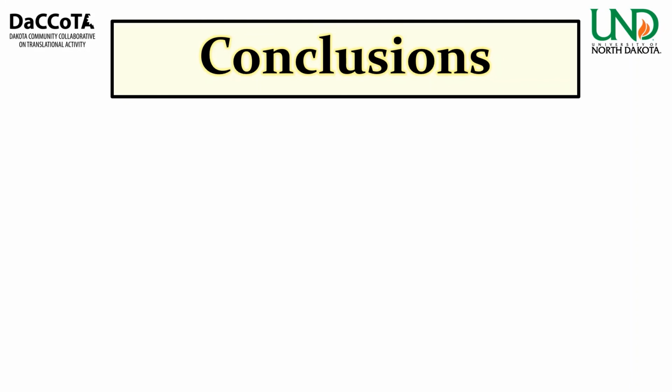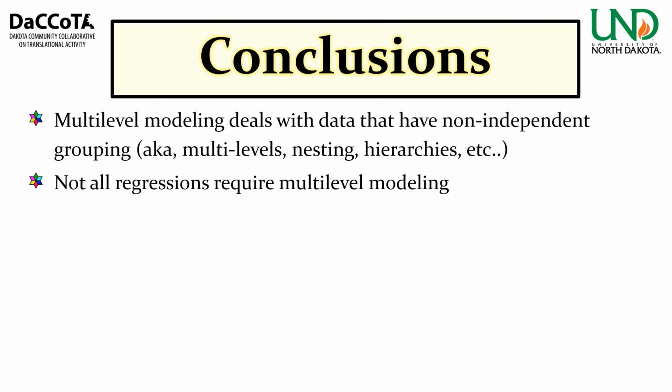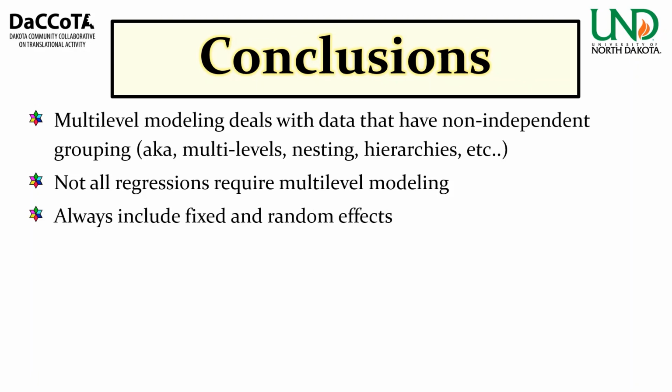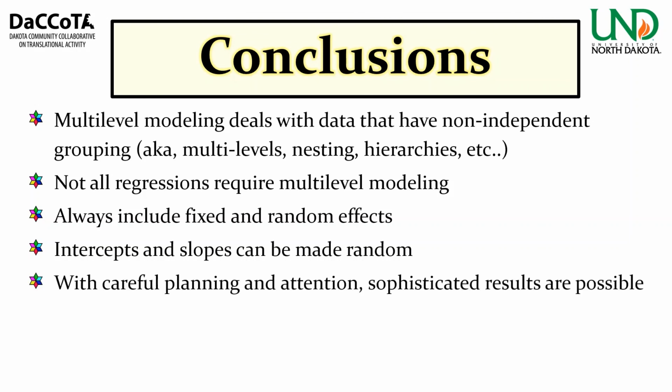Let's summarize what we learned today. Multi-level modeling deals with data that have non-independent grouping, aka multi-levels, nesting, hierarchies, however you want to name it. Not all regressions will require multi-level modeling, so make sure you're trying out the simpler models to see if they adequately fit before you build up. And these multi-level models will always mean dealing with fixed and random effects, and you can decide whether you have intercepts and slopes being random, both, or one or the other. And with careful planning and attention, you can get sophisticated multi-level results.